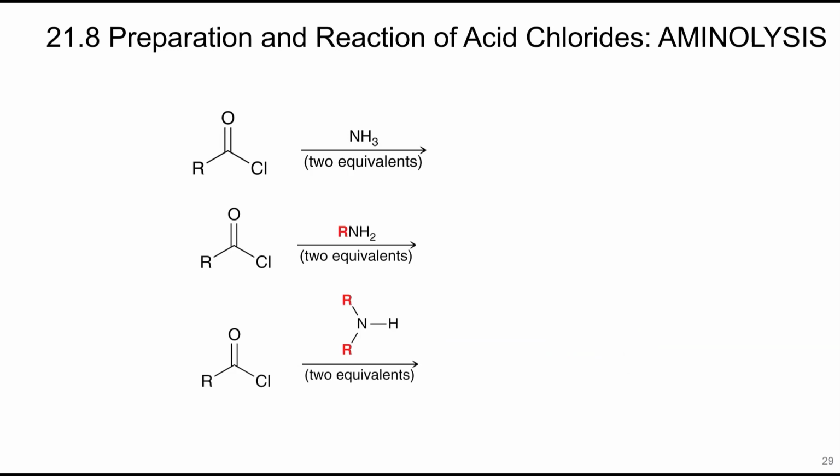We can make amides with acid chlorides in an aminolysis reaction. An acid chloride with ammonia will give us a primary amide. If you have two equivalents of a primary amine, we'll get an RH, so a secondary amide. We'll need two equivalents with the secondary amine. So this is an easy way to make an amide.